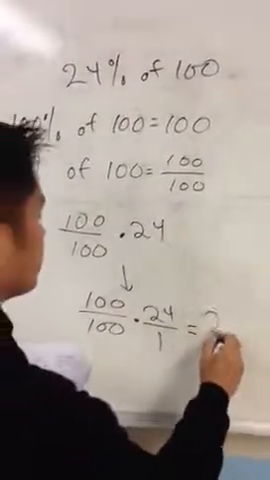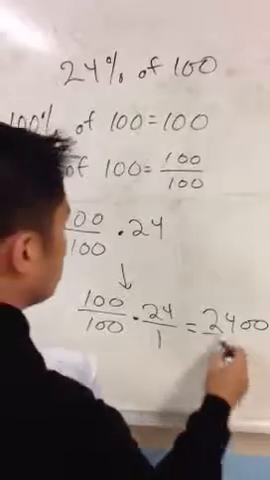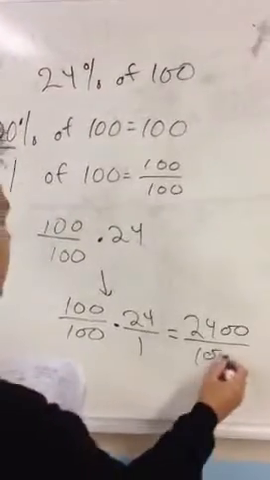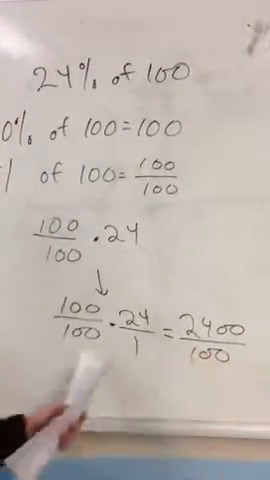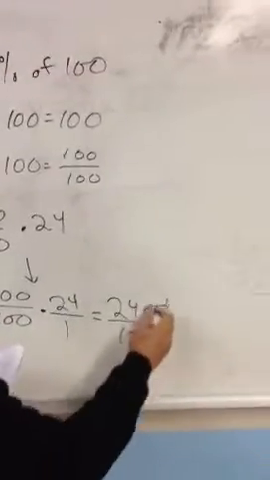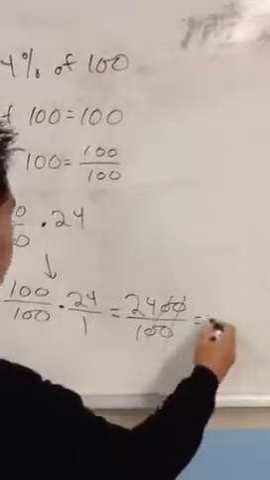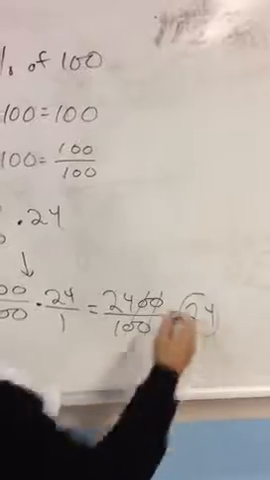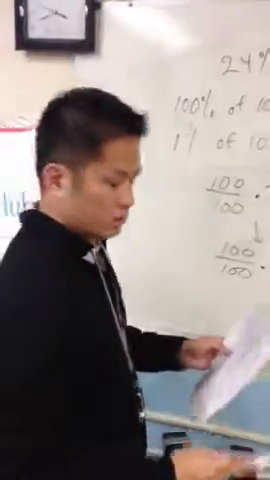100 times 24 is going to be 2400. And you divide that by 100. Kids can do long division to do this, or they can simply cancel out the zeros. So you're going to end up with 24. So the answer to this question is 24.